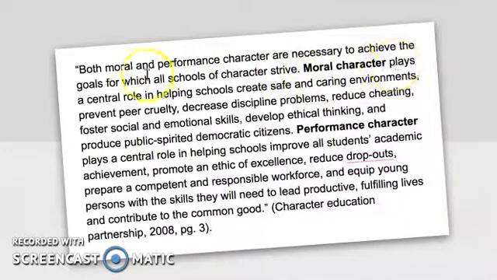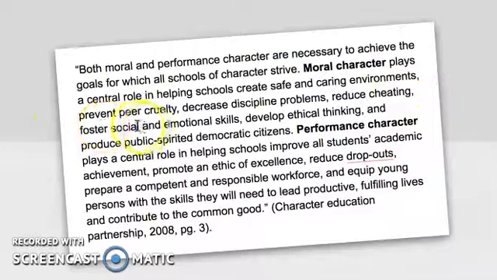Moral character plays a central role in helping schools create safe and caring environments, because if we develop your moral character, then you're going to want to be kind and take care of each other and do everything that you can to make everyone feel safe and included. It prevents peer cruelty. If you care about other people, then you're not going to be mean to them. Decreases discipline problems because you're trying to do the right thing because it's who you are. It reduces cheating because you know that cheating is wrong and so you don't want to do it.